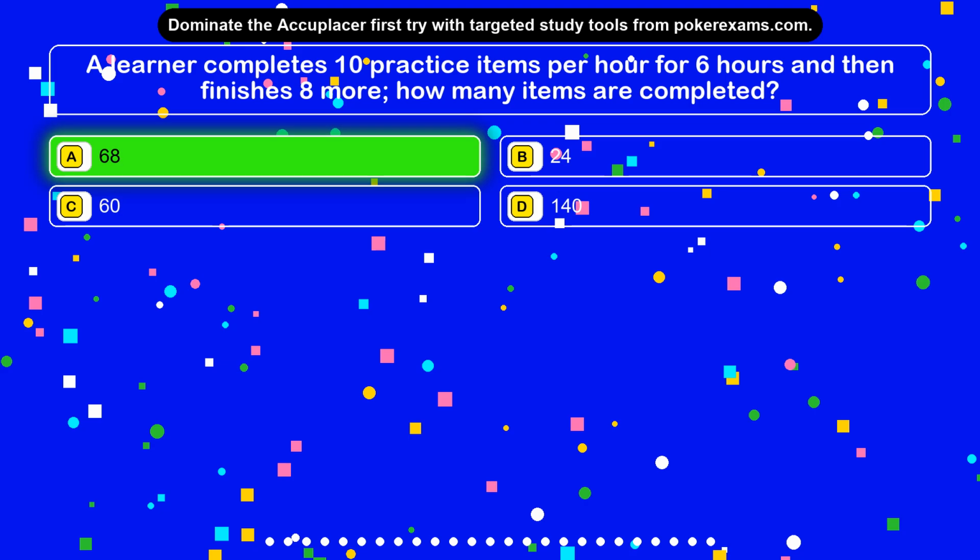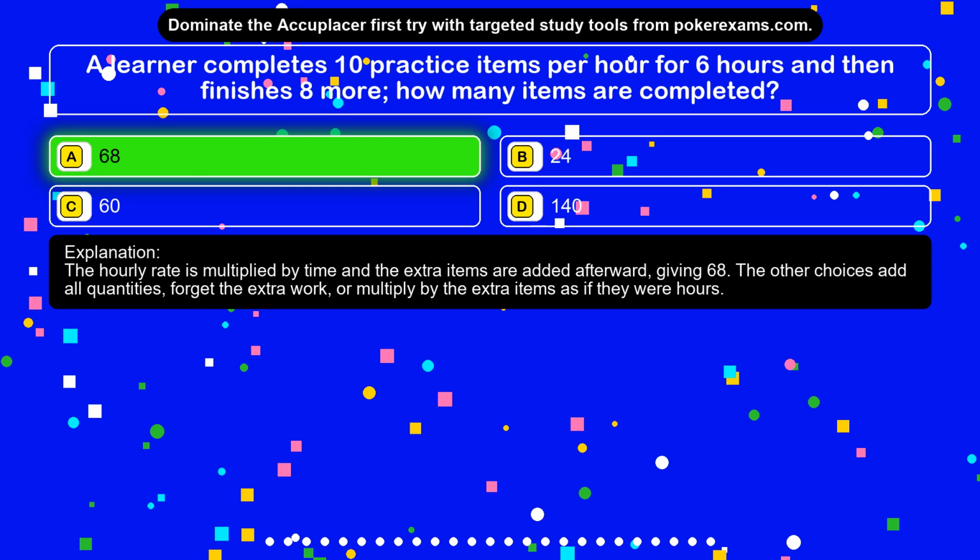The correct answer is option A, 68. The hourly rate is multiplied by time and the extra items are added afterward, giving 68. The other choices add all quantities, forget the extra work, or multiply by the extra items as if they were hours.